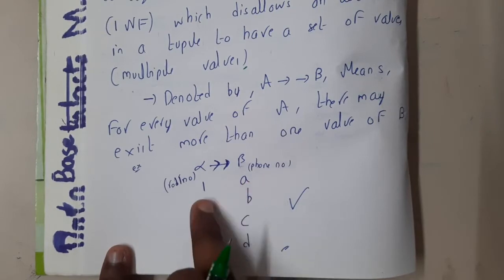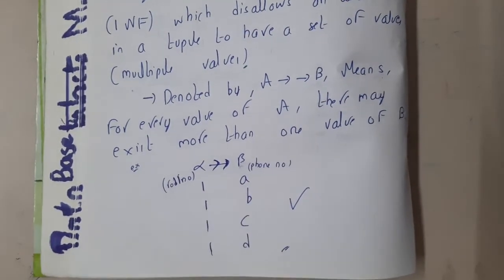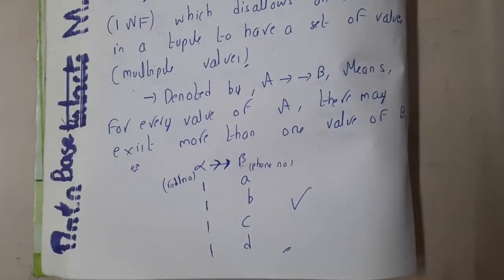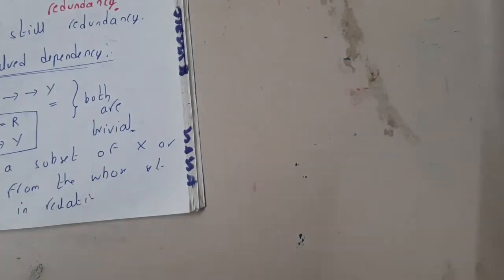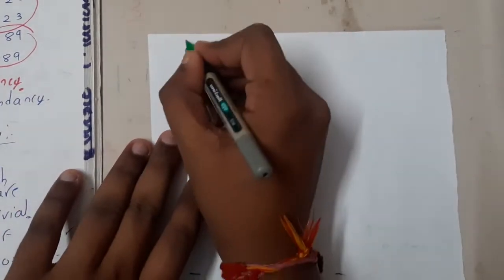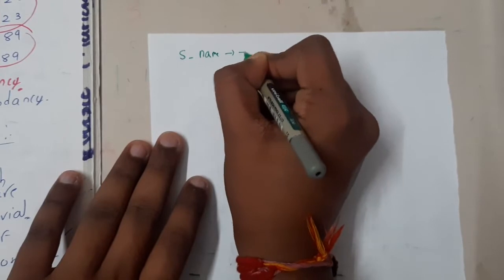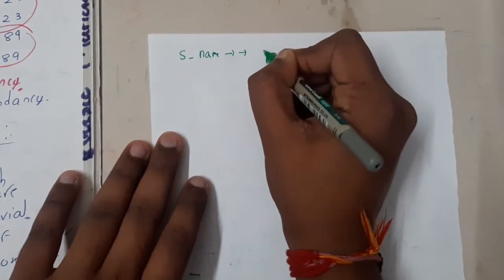Roll number and phone number: 1a, 1b, 1c, 1d. So this particular roll number 1 has 4 phone numbers, guys. Let us take a small example showing how this redundancy becomes an issue. Assume that there are two relations: student name double implies phone number only.